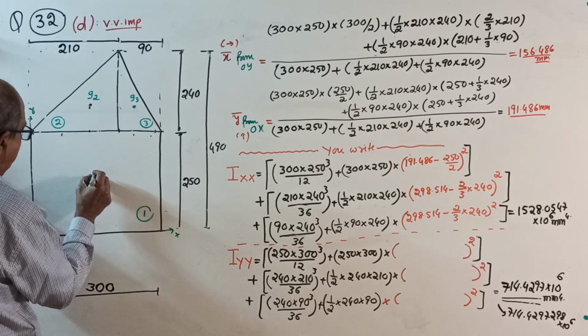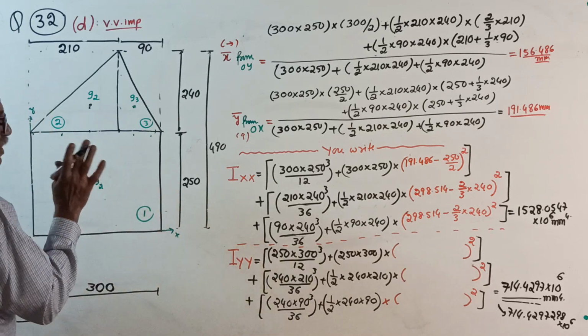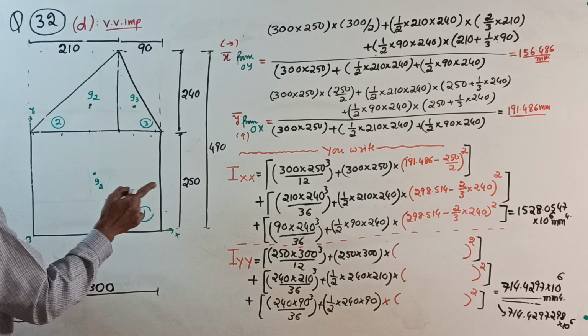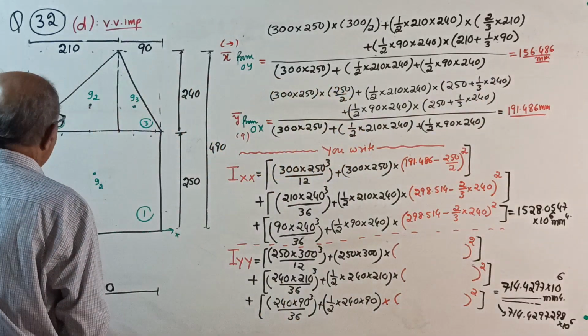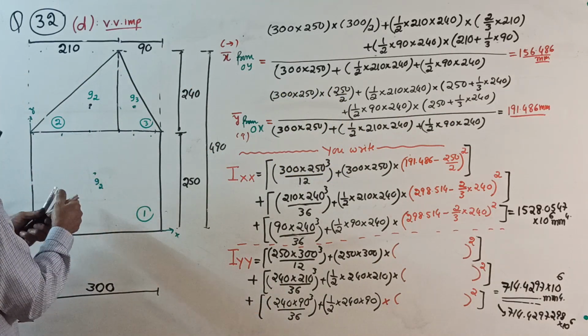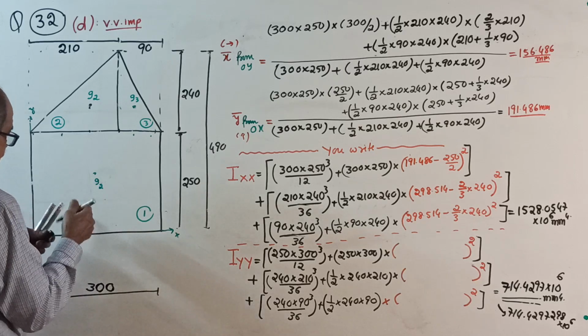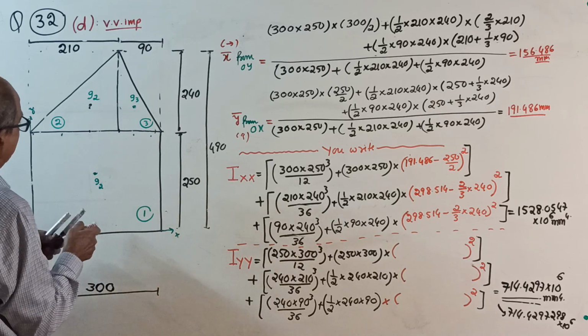Okay. This is your G2, because this problem is a space problem. Okay, now start. X bar, how much you got? 156.486. From here to here is 150. So slightly after this one. See, slightly beyond. Red color. See.